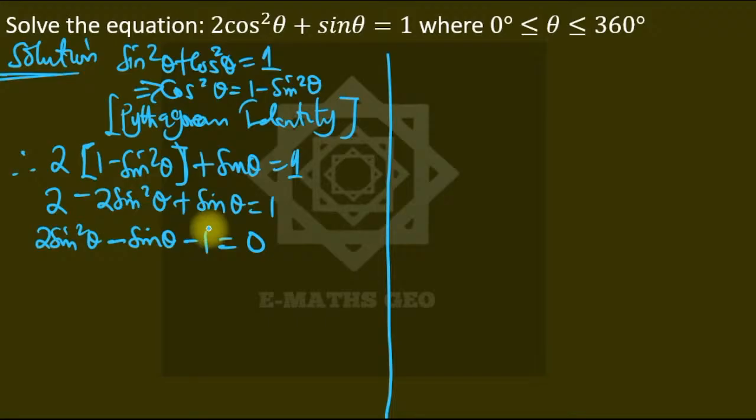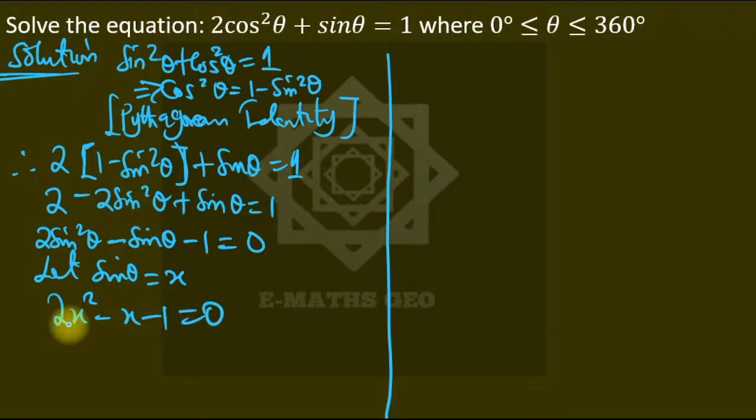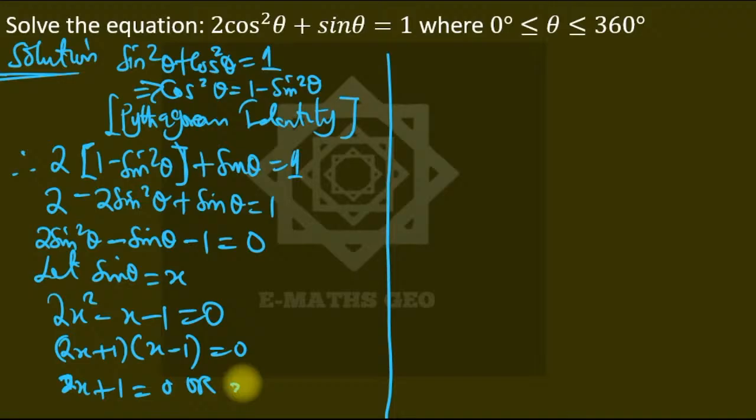Looking at this, it is a quadratic equation. Let sin theta be x. So this is 2x squared minus x minus 1 equal to 0, and we can factor this as (2x plus 1) times (x minus 1). For the product to be 0, either the first one is 0 or the second is 0. So making x the subject, we have minus 1 over 2, and here we have 1.